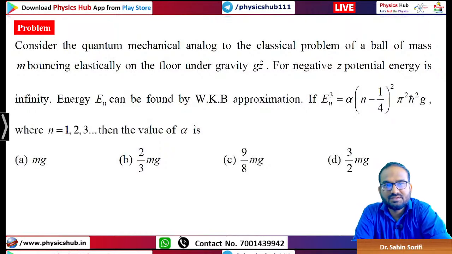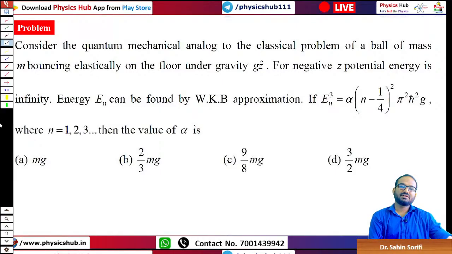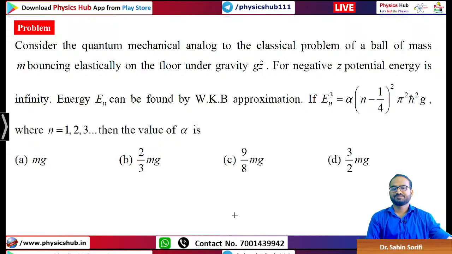Let's do this problem. This is the last problem we will be doing from WKB approximation in this class. Consider the quantum mechanical analog to the classical problem of a ball of mass m bouncing elastically on the floor under gravity. So it is like one of the walls is rigid, another wall is smooth, isn't it? You can see the ball will hit here and it will come back again, it will hit and jump, hit and jump.